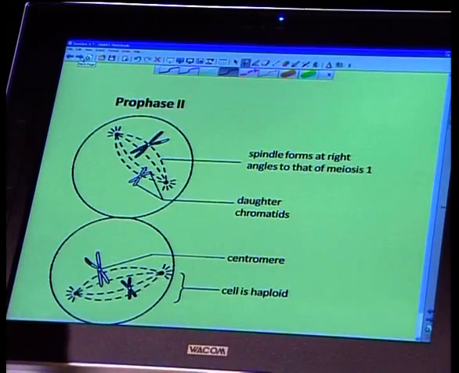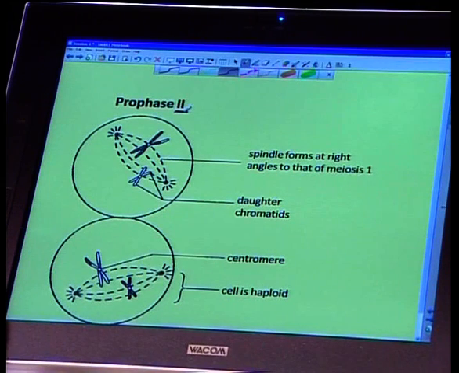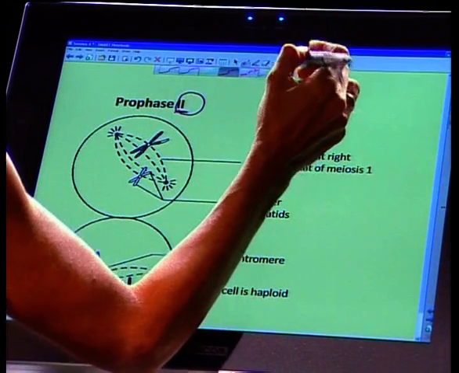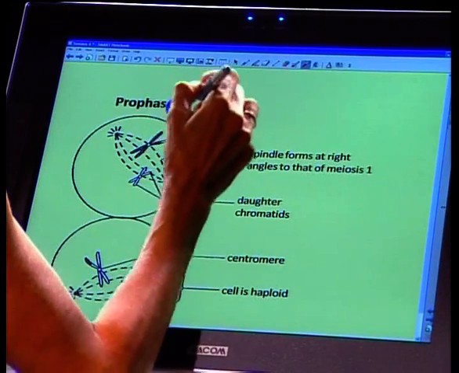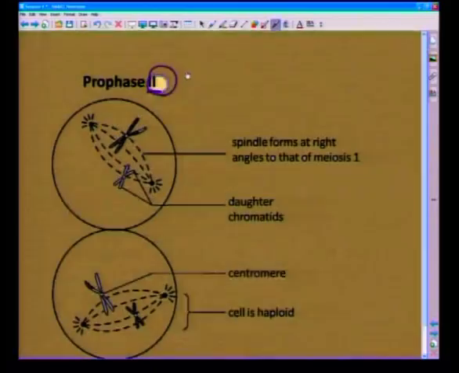All right, now look at this. What have we got there? 2. And that 2 immediately tells us this is prophase 2. So I'm going to highlight this. We're going to take our magic marker. It is prophase 2. So it's the second meiotic division that we are now looking at here.